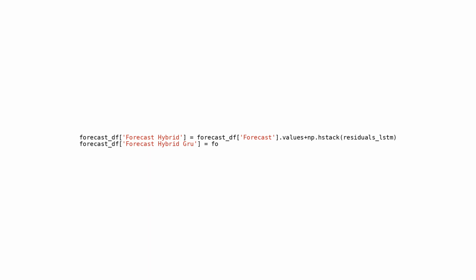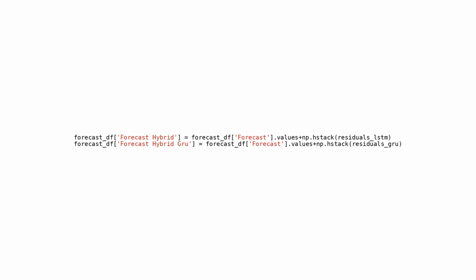comparison. This code manipulates a data frame in Python called forecast, creating 2 new columns named forecast hybrid and forecast hybrid GRU. These columns contain the sum of the values from the forecast column and residual values from variables residual LSTM and residual GRU. The reshape function is used to prepare the residuals for addition. This snippet essentially combines predicted residuals from LSTM and GRU models with the original forecast values to generate 2 new hybrid forecast sets within the data frame.